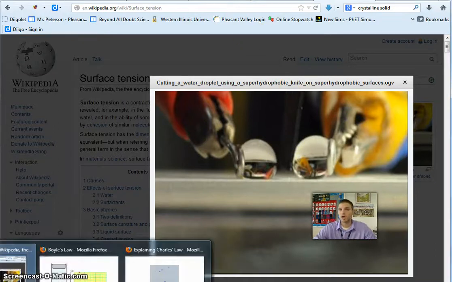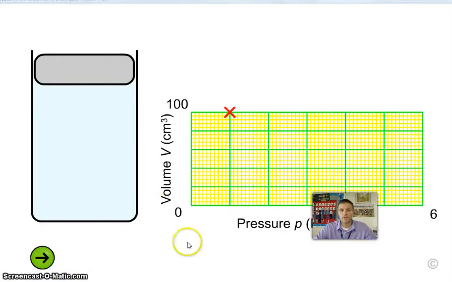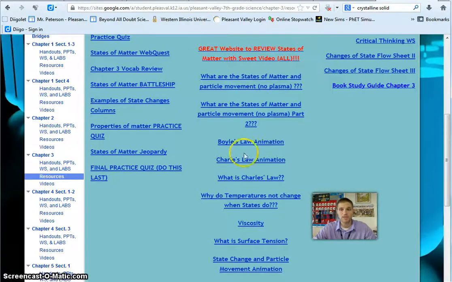The last ones I want to talk about are the gas laws. We have Boyle's law here. So here's an animation. If you want to find this animation, I went to the resources page right here, and here's the Boyle's animation. Same thing with Charles's law. We looked at viscosity and surface tension, and those are all on the website.